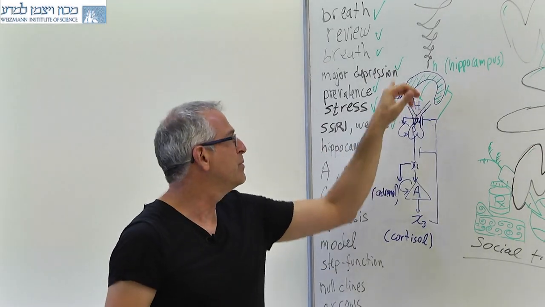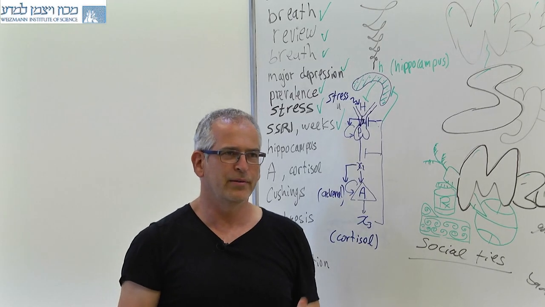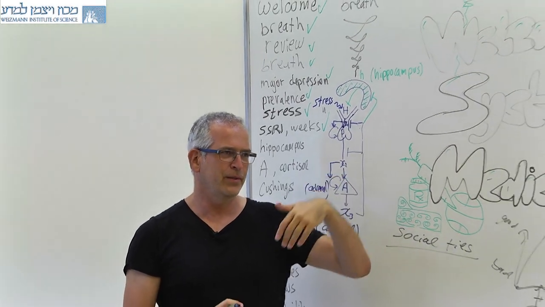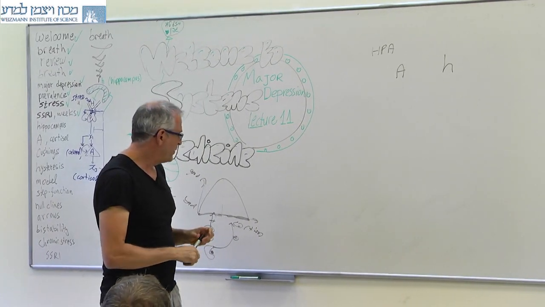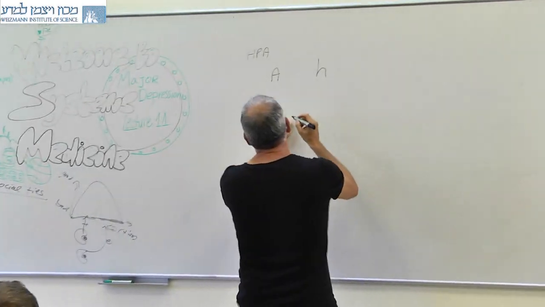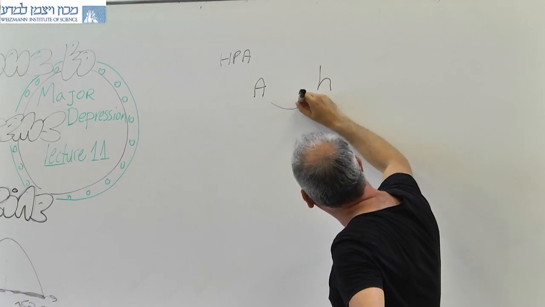It's below the thalamus, and hippocampus, hippo is a horse and campus is, I guess, like a racetrack. Is that what it's called, hippocampus? It's like a field, a horse field.